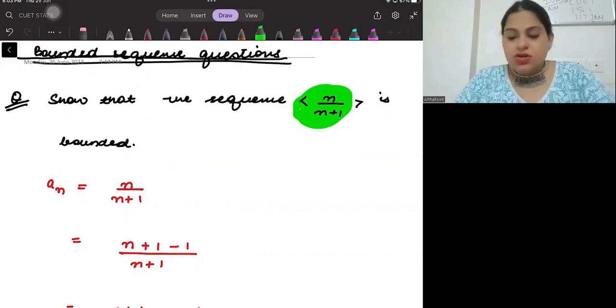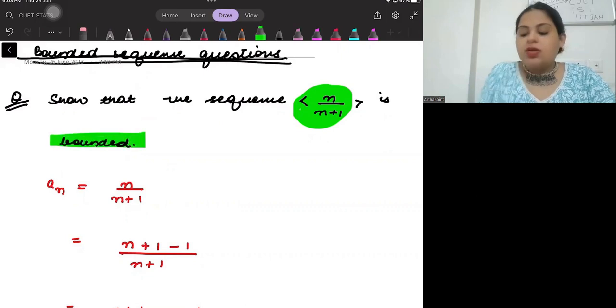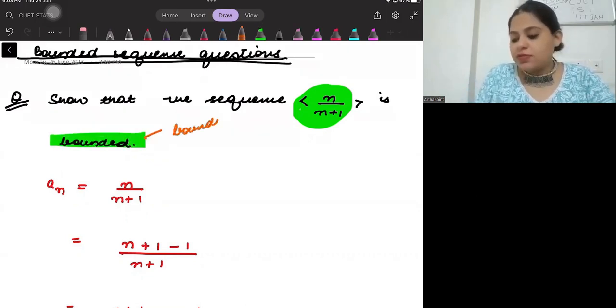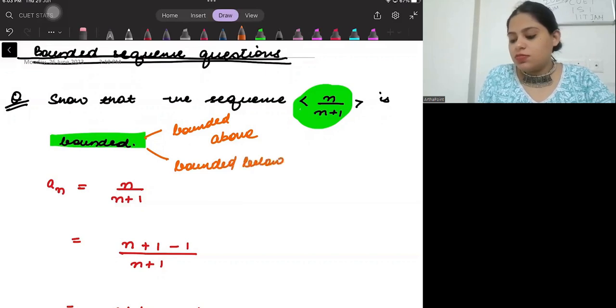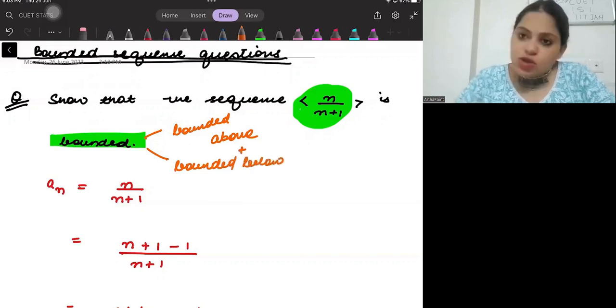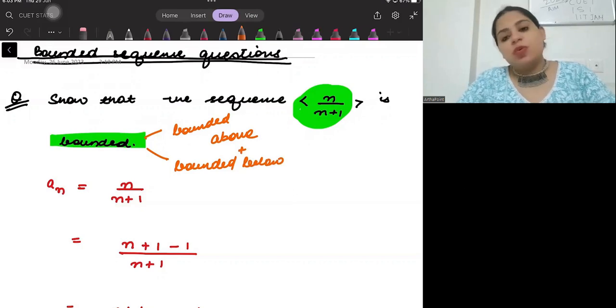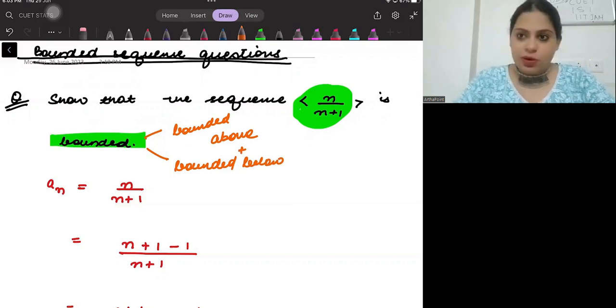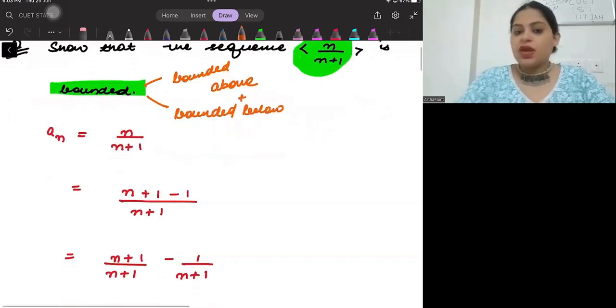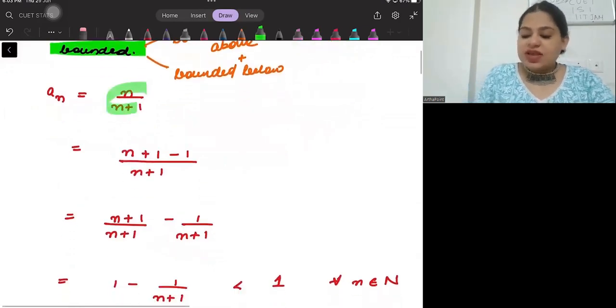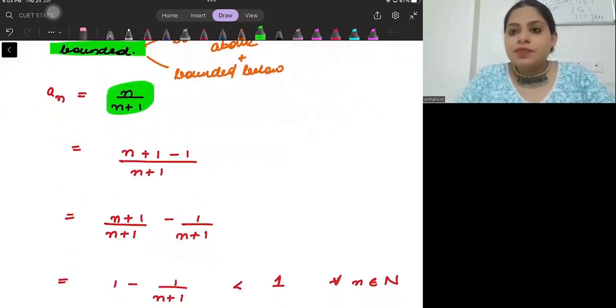In the last lecture, we saw that a sequence is bounded if it is both bounded above and bounded below. So we need to prove that this sequence is both bounded above and bounded below. Let us start. We have written a_n as n upon n plus 1.